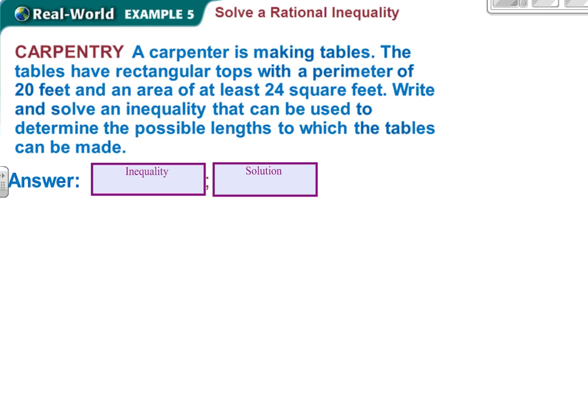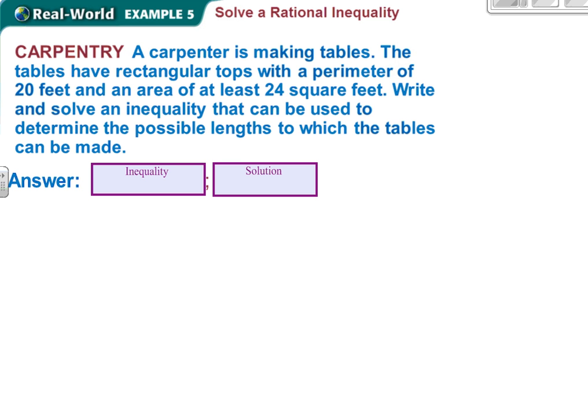Okay, we're doing example number 5 in carpentry. A carpenter is making tables. The tables have rectangular tops with a perimeter of 20 feet and an area of at least 24 square feet. Write and solve an inequality that can be used to determine the possible lengths to which the tables can be made.